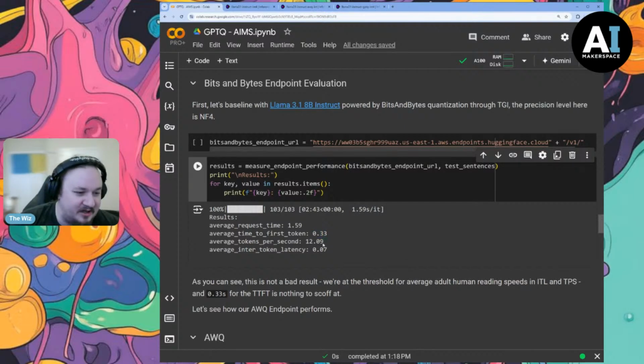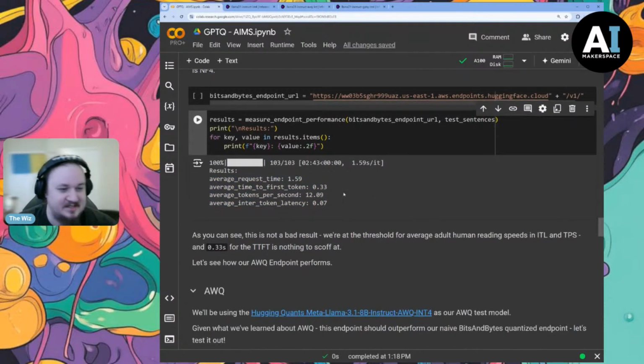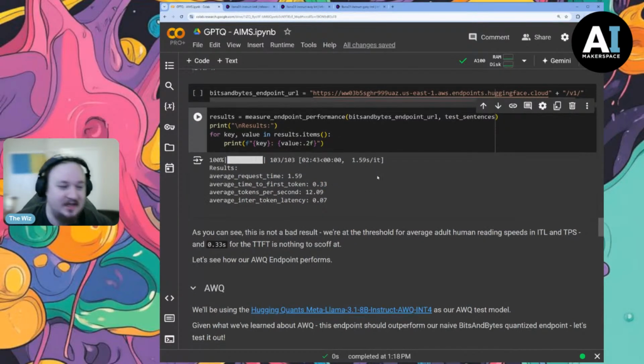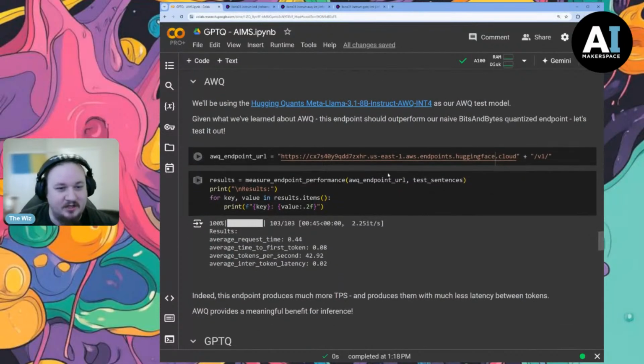We're around the threshold of human reading speed, which means that this is still producing outputs fast enough that most people aren't going to be able to outread the generation, which is nice, but it is still kind of slow. And almost exactly a third of a second for time to first token. You can feel that, right? Noticeable lag. So let's try AWQ.